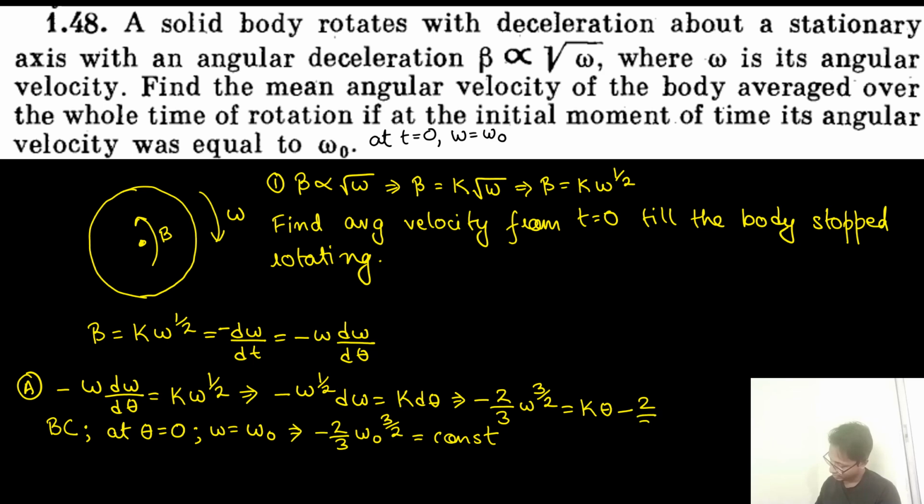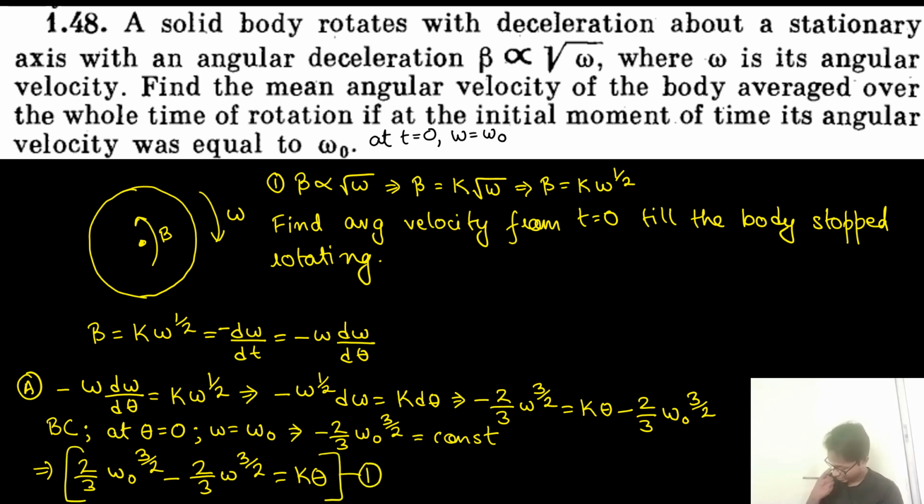These are elementary integrations, indefinite integrals that I'm doing. Out here, if I take this minus 2 by 3 omega to the left hand side, I can rewrite the equation as 2 by 3 omega naught to the power 3 by 2 minus 2 by 3 omega to the power 3 by 2 is equal to k theta. This is our first equation.